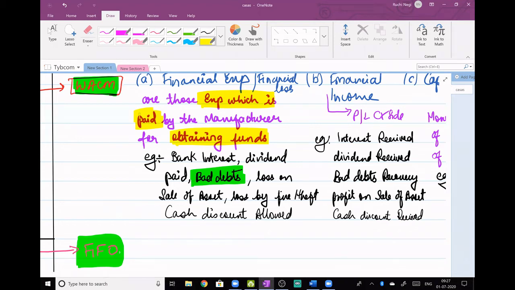Clear? And bad debts I have highlighted. Now there is a reason for highlighting bad debts, because that is one expense which is debatable in cost accounting, as per CAS 1. Now, there are two opinions about bad debts. The first opinion is that bad debt is an expense which is incurred in connection to credit sales. Right, we have two types of sales, cash sales and credit sales.